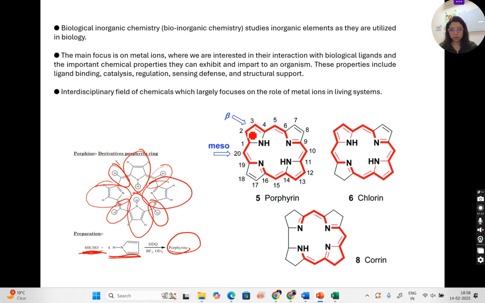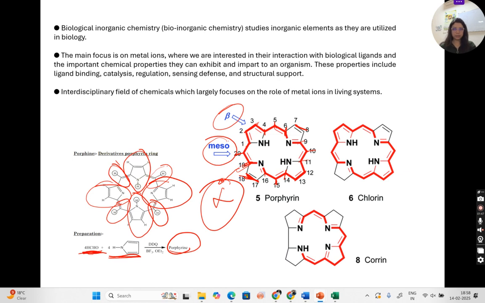And the positions 3, 2, 7, 8, 12, 13, 17, 18, we consider as beta. The positions 20, 5, 10 and 15, we consider as meso. And the positions 1, 4, 6, 9, 11, 14, 16 and 19, we consider as alpha.